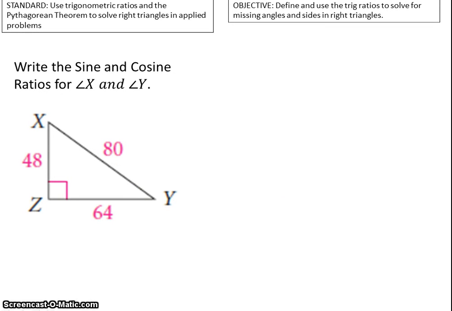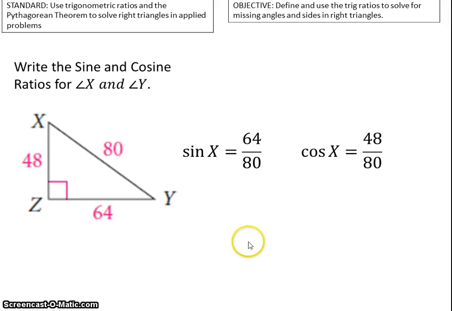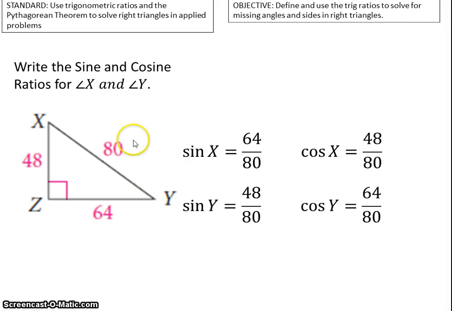Okay, so write the sine and cosine ratios for x and y. I'm going to do this kind of quick. The sine of x: the opposite side is 64, the hypotenuse is 80, so 64 over 80. This can be simplified, but you don't have to simplify it, not really. Then cosine of x is the adjacent side, which is 48, over the hypotenuse, which is 80. Now the sine of y is 48 over 80, and the cosine of y is 64 over 80.